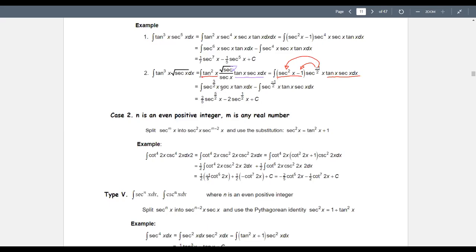The secant x tangent x are just your ever-present derivative for the second here. Okay, it's just distributed as well in here. So you use power rule for the exponent 3/2. That makes it 5/2 over 5/2, which makes it 2/5. Your negative 1/2 plus 1 is 1/2 over 1/2, which makes it 2.